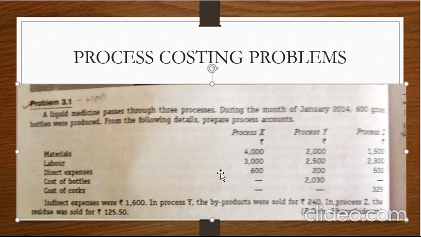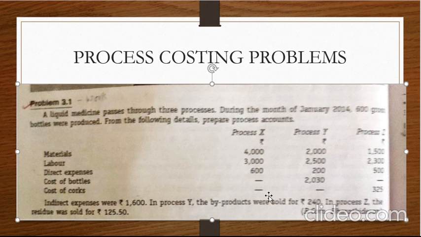Prepare process account. They have given process X, process Y, and process Z, and they have given materials rupees 400 for X, process Y 2000, process Z 1500. Labor for process X 3000, for process Y 2500, then 2300 for process Z. Direct expenses 600 for X, 200 for Y, 500 for Z. Cost of bottles nil for X and 2030 for Y. For process Z it is nil.